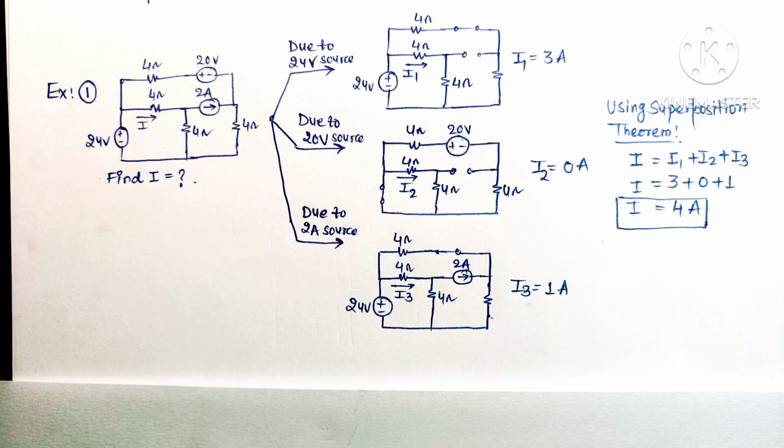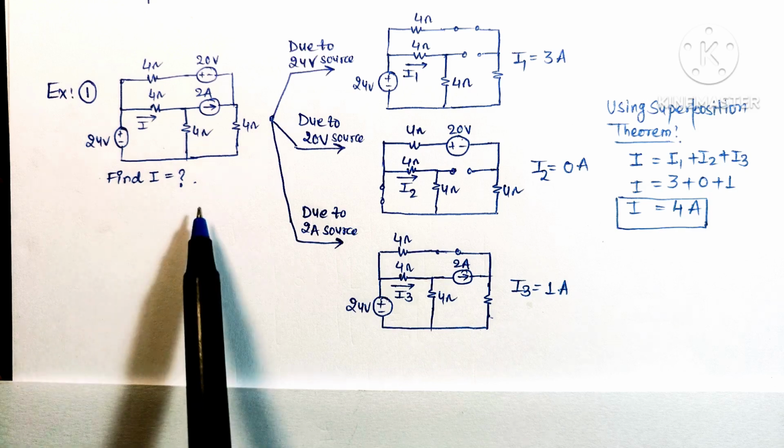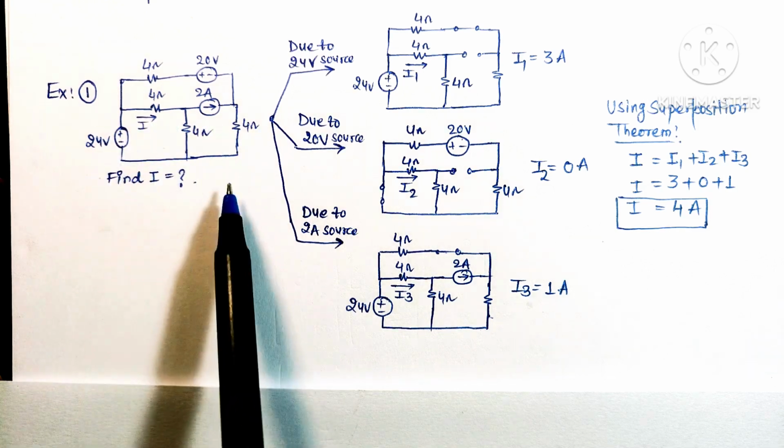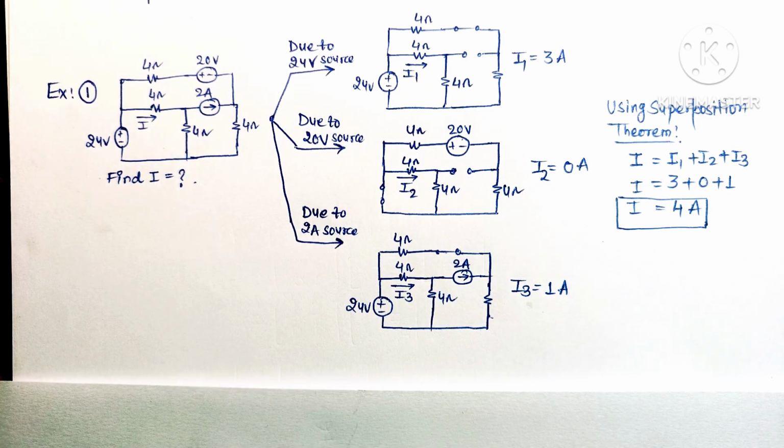Let us see an example so that it may be very clear. Suppose this is the question given to us. Here 3 independent sources are given: a 24 volt voltage source, a 20 volt voltage source, and a 2 ampere current source. Now we will solve this question using the superposition theorem.